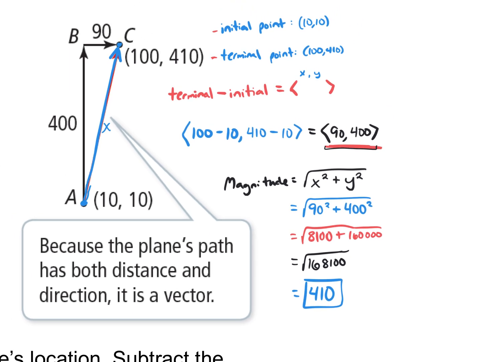So we found the component form from taking terminal minus initial, and then we use that to help us find the magnitude of the line, or how far the distance of that vector.